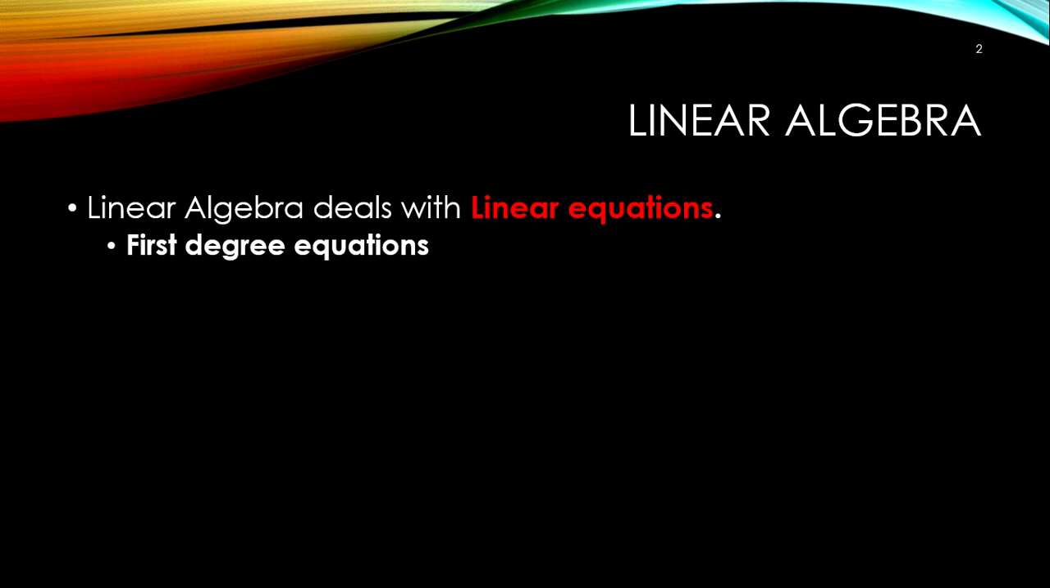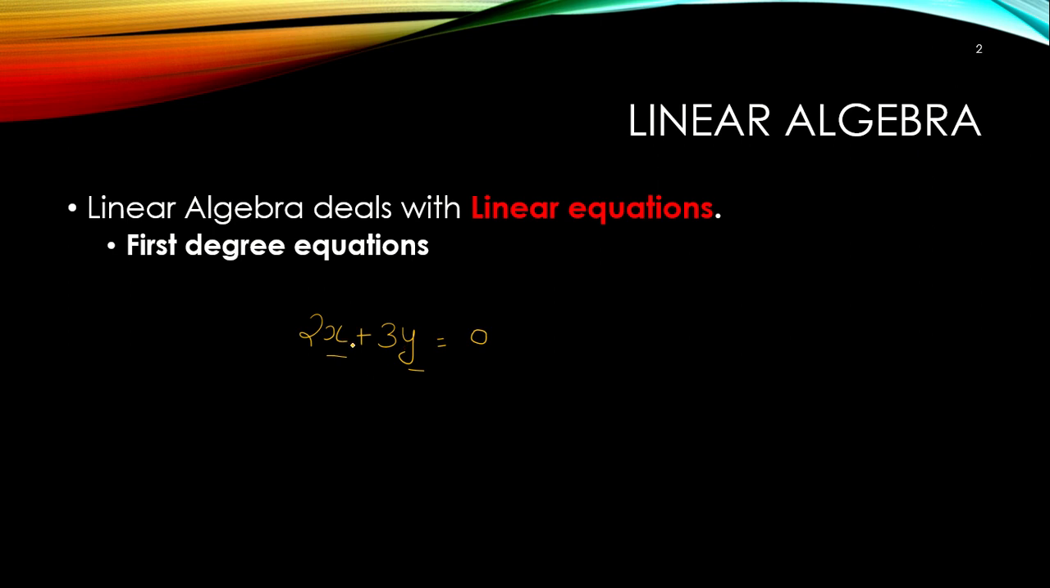I can write an equation like this: 2x plus 3y is equal to 0. Okay, I can say this is a first degree equation. So how do we find that this is first degree? We'll look at the variables. So the variables are x and y here. Okay, so it is a two variable equation.